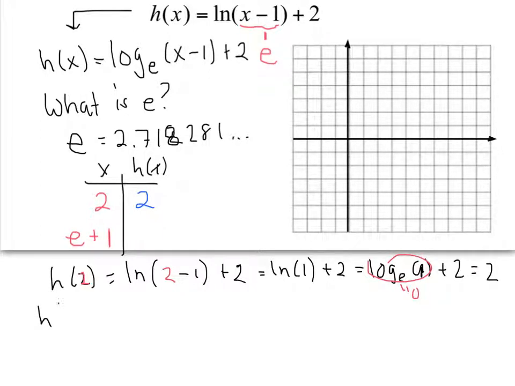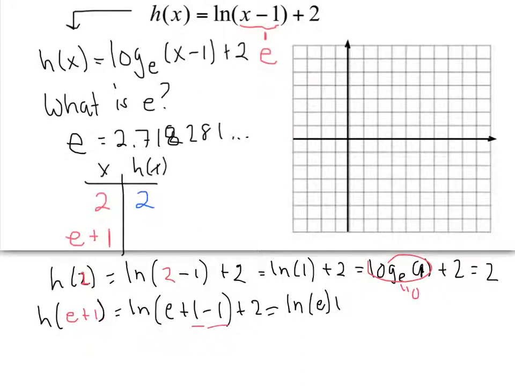Let's plug in e plus 1 into h. This will be my input. So this is the natural log of e plus 1 minus 1, plus 2. But notice here that this one and this one cancel out. So I'm left with the natural log of e plus 2. And hopefully now you're comfortable, but if not, I'm going to write it anyway. This is really log base e of e, plus 2. But I asked you to understand that when these two are the same, you're going to get 1. And so this is just 1 plus 2, which is equal to 3. So when I plug in e plus 1, I get 3.